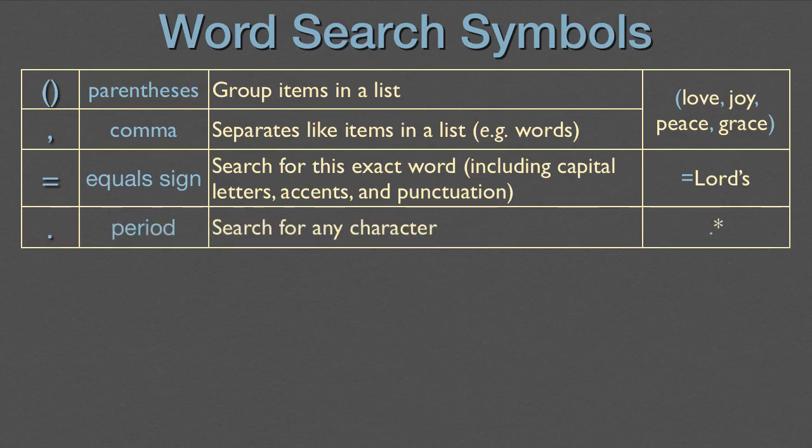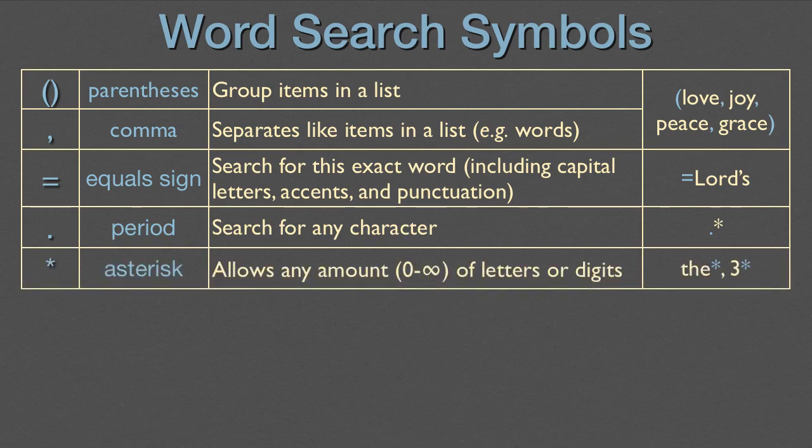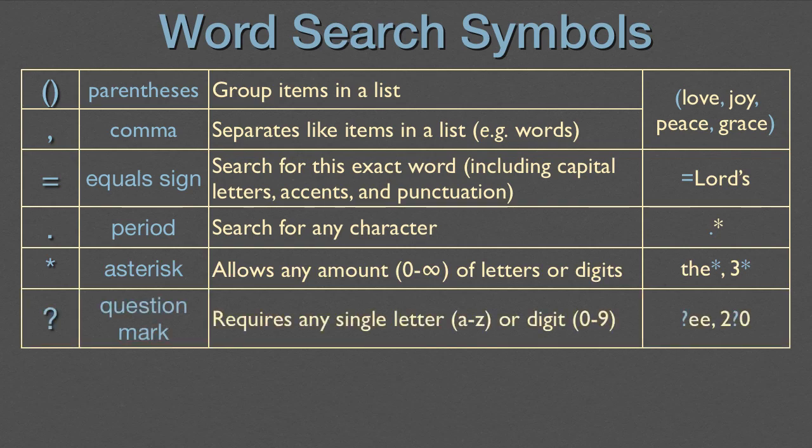The period is used to search for any character, even ones that would normally be used as a search symbol. This can also be useful to search for superscript characters, including Bible notes and text-critical marks. The asterisk searches for any string of characters, no matter how large or how small, including none at all. It's great when we're in a hurry and don't want to spell out a long name. The question mark requires any single letter, A to Z, or digit, 0 through 9.